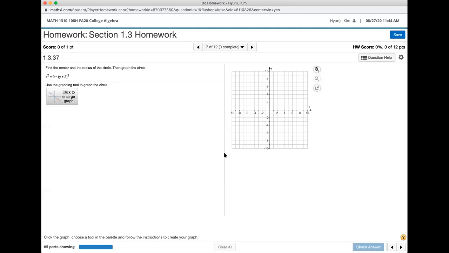Yeah, so can you see that? So here, the question is this. This is problem number 7, online homework 1.3. Okay, so find the center and the radius of the circle, then graph the circle. All right.